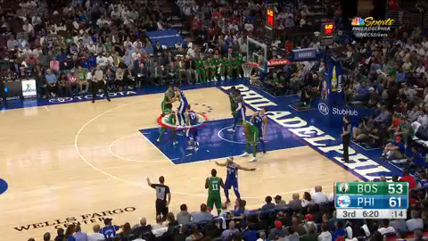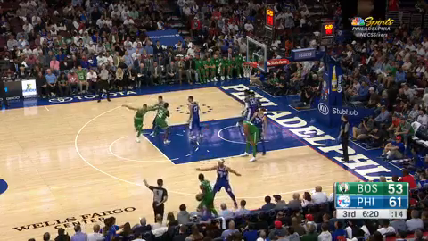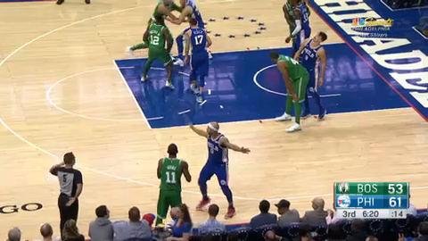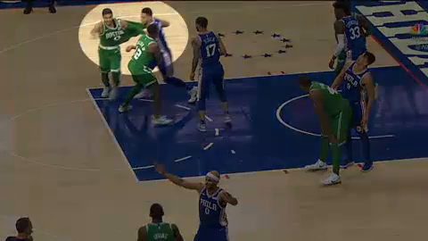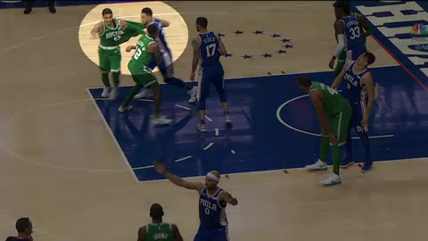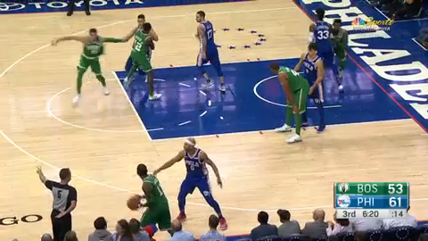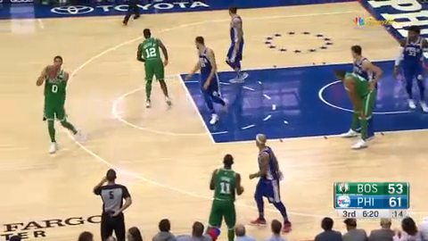Freedom of movement guidelines also apply during throw-ins. During this throw-in by Boston, Ben Simmons pulls Jayson Tatum's shirt away from his body, which affects Tatum's freedom of movement. Since this foul is prior to the release of the throw-in, it is an away from the play foul.